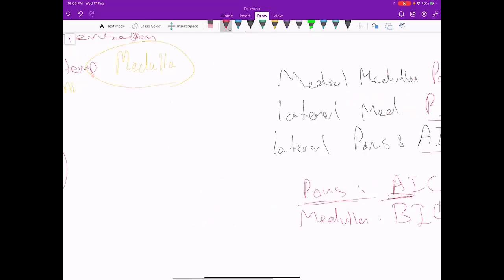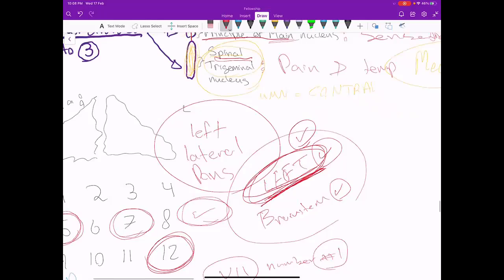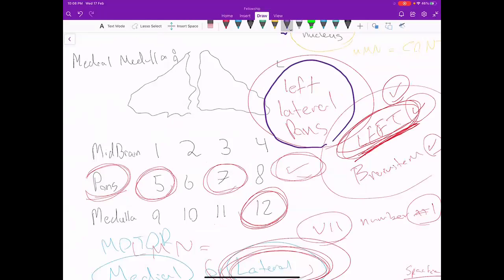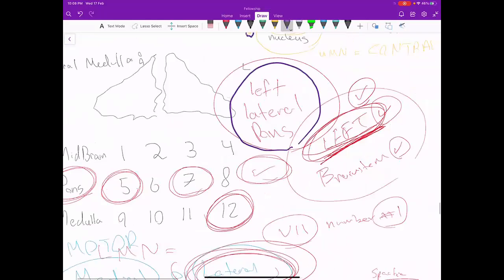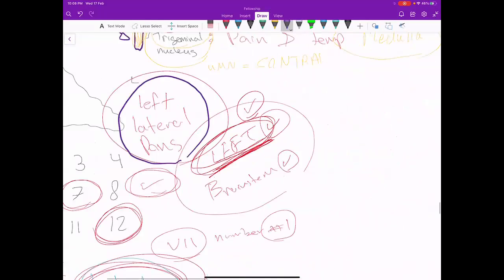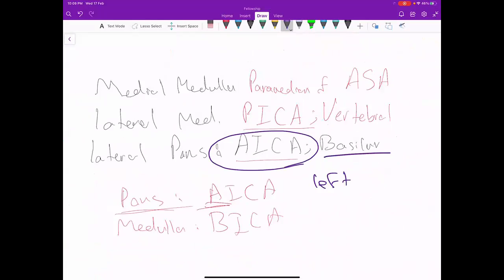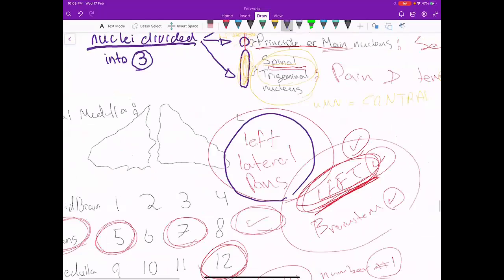Because the other thing they can ask you about the super difficult scenario that we just answered, the left lateral pons, and I'm proud of all of you, is this. They can ask which of the following might be the causes, and they don't give you left lateral pons or medial medulla. They just give you arteries. So you know the lateral pons is supplied by AICA, so the left AICA or the basilar artery, they both are correct.